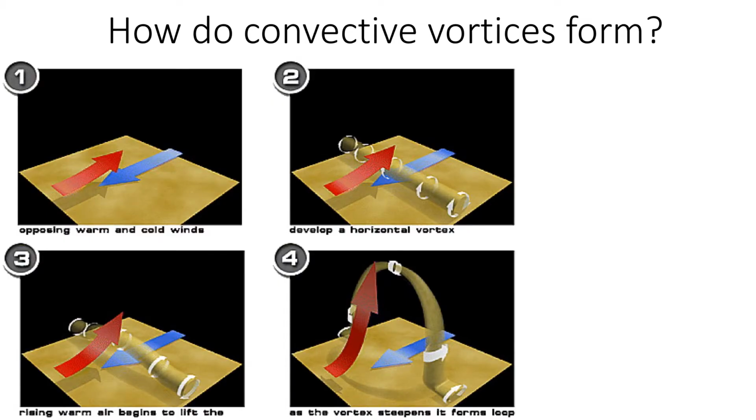So what are the right conditions for these things to form? Well, you have to look at how convective vortices form, because a dust devil is just a convective vortex that's made visible by sucking dust up into it.